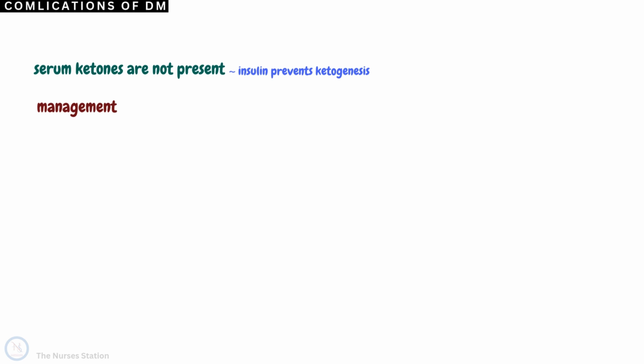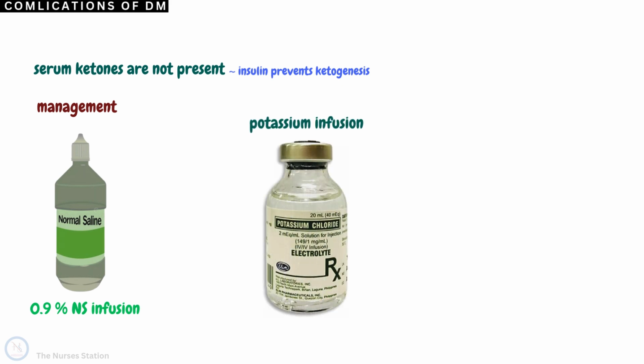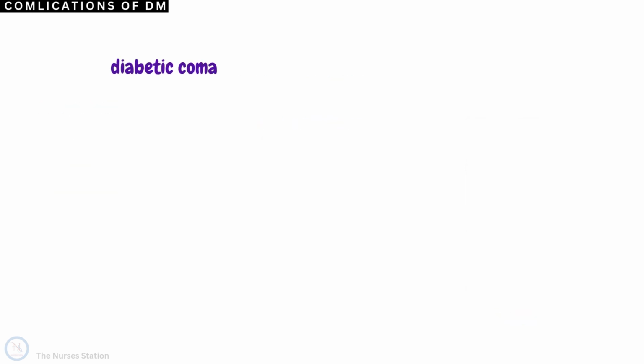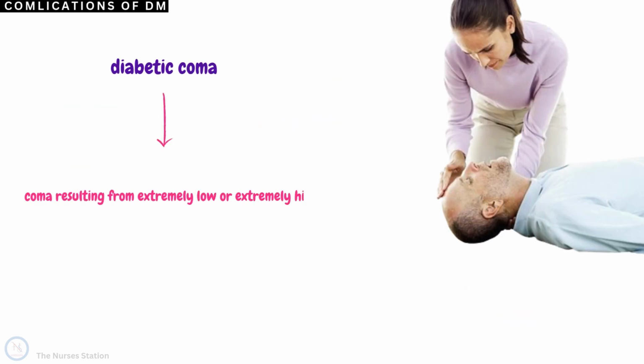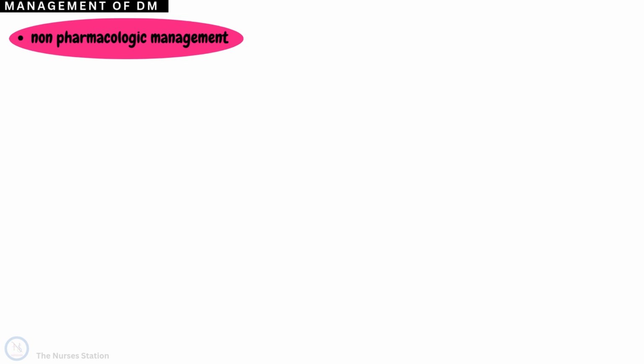HHNS is treated with 0.9% normal saline to correct dehydration, correction of hypokalemia by potassium infusion, and insulin to regulate blood sugar levels. Diabetic coma is the coma resulting from extremely low or extremely high blood sugar levels, although hypoglycemia is much more common. Now we come to the management of diabetes mellitus. In this, we have non-pharmacologic management and pharmacologic management.